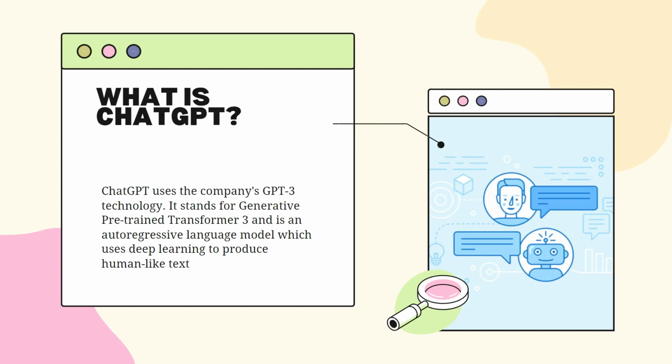OpenAI is known for creating Whisper, which is an automatic speech recognition system, and DALL-E 2, an AI image and art generator. ChatGPT uses the company's GPT-3 technology, which stands for Generative Pre-trained Transformer 3. It is an auto-regressive language model, which means it uses deep learning to produce human-like text. It is a language processing AI model.